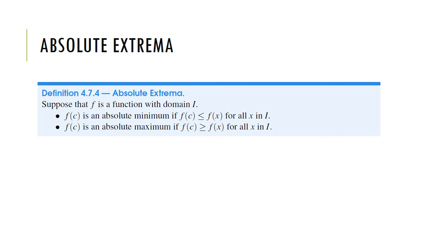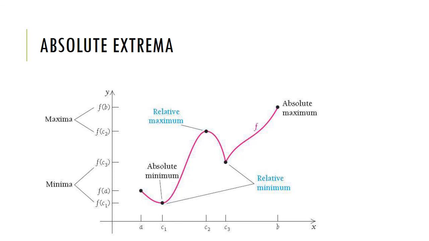For the absolute extrema, we consider a closed interval I. The absolute minimum is the smallest value in the entire interval I. And the absolute maximum is the largest value in the entire interval I. The absolute extrema may occur at the endpoints of the interval I, or at the critical values within the interval I. Let's consider this function in the interval AB.